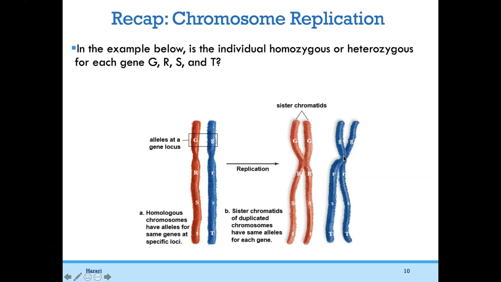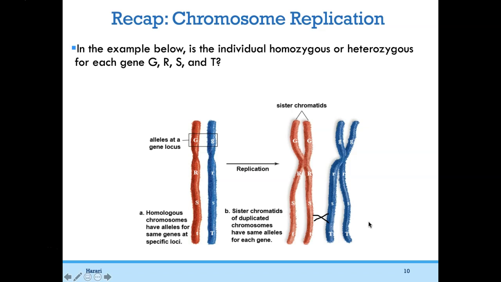And what happens in meiosis 1? Think about that. What happens in meiosis 1 with these two homologous chromosomes? There's crossing over. Crossing over occurs. So think about what that could result in. Crossing over can occur right here, for example.